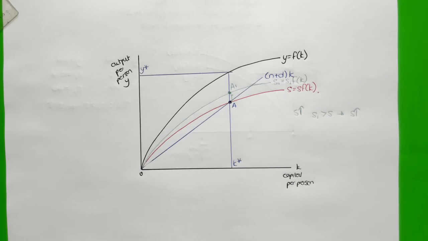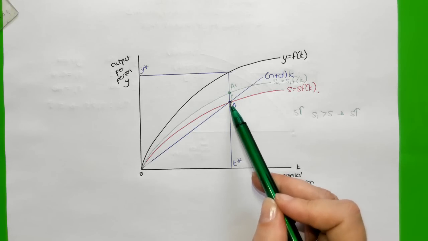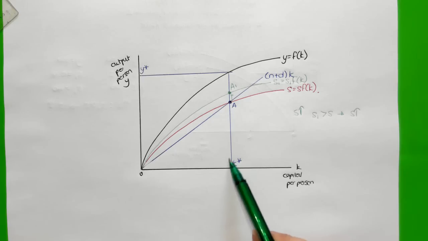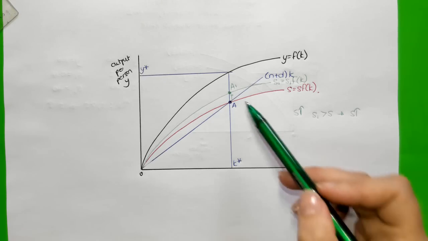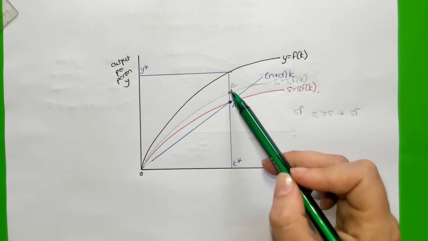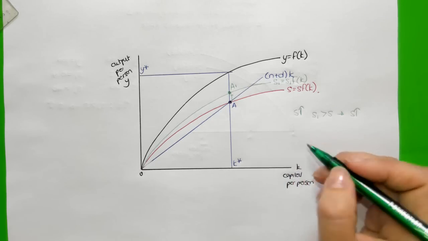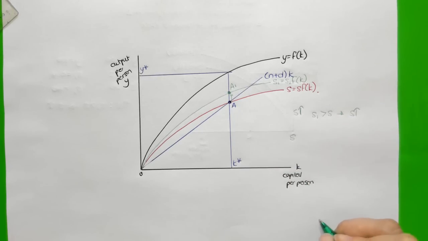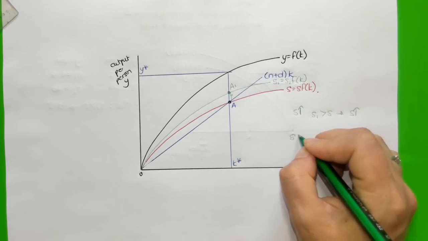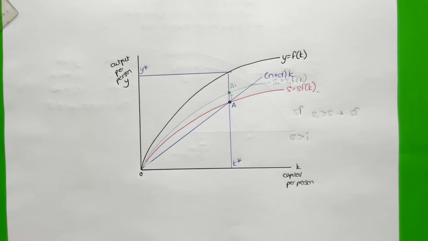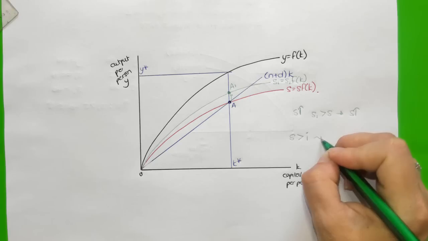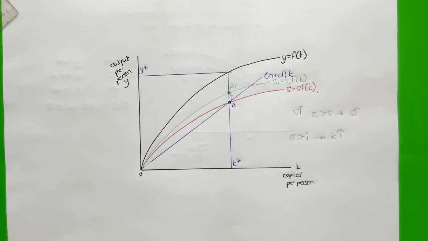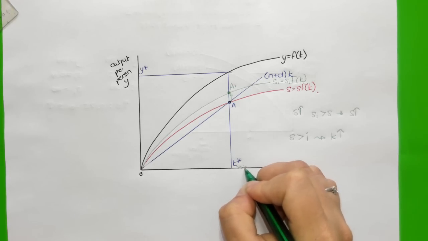Recall, the investment requirement line is telling us how much investment per person is needed to maintain the various capital to labor ratios. At steady state, previously at point A, there was just enough investment per person being generated to maintain the capital to labor ratio at k star. But if there's an increase in the savings rate, the savings function pivots upwards, and now the amount of savings per person is bigger than the amount of investment required to maintain the capital to labor ratio at k star. And when savings per person exceeds investment per person, this causes the capital to labor ratio to increase. So, our capital to labor ratio will start to increase.